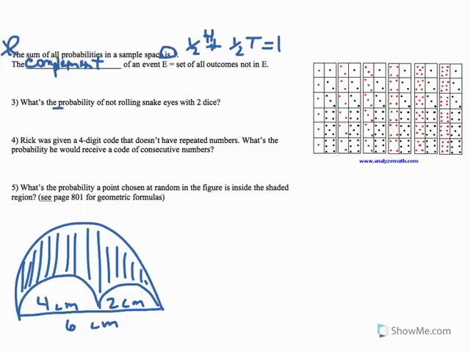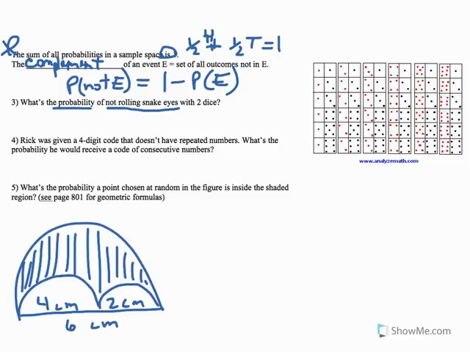For example, right here you're asked to find the probability of not rolling a snake eyes. Instead of actually counting all of the rolls of not snake eyes, it's easier to find the probability of rolling a snake eyes and then do 1 minus that probability. That is what the probability of a complement is. You can find the probability of an event not occurring by doing 1 minus the probability the event occurred.